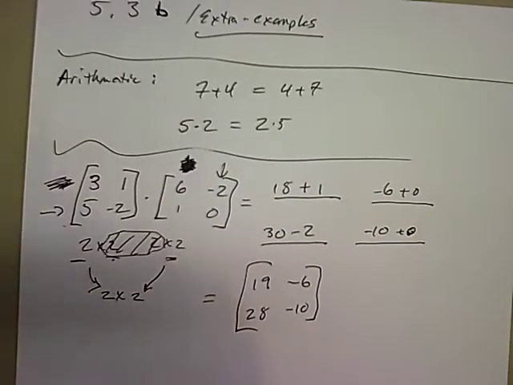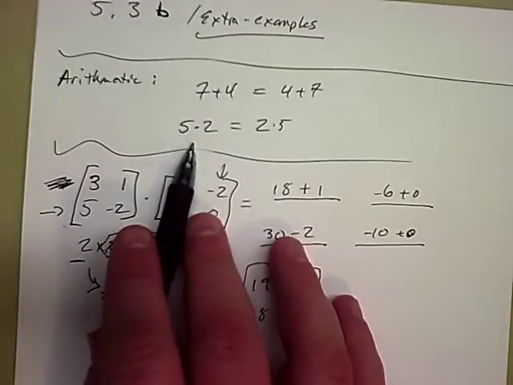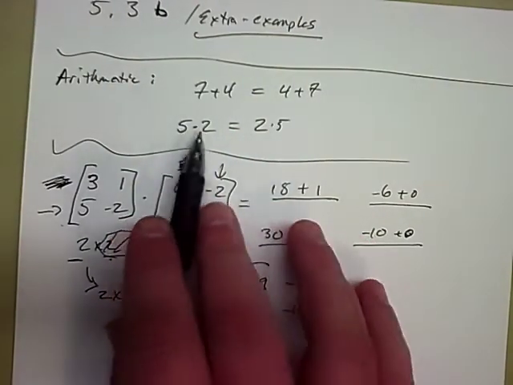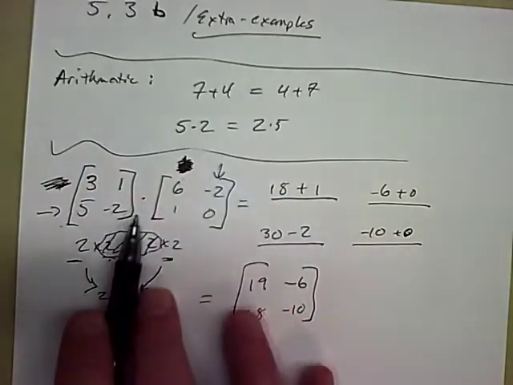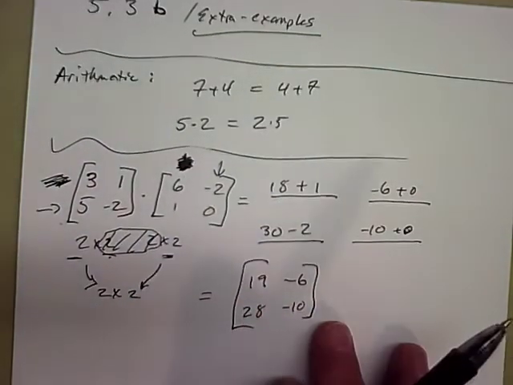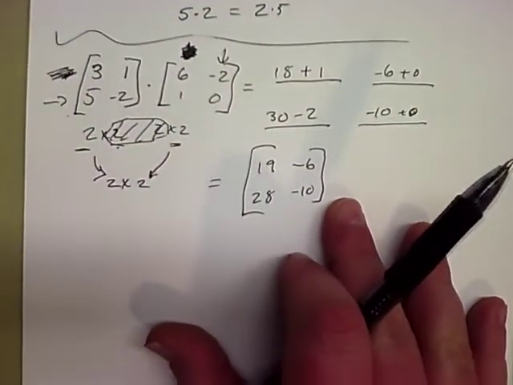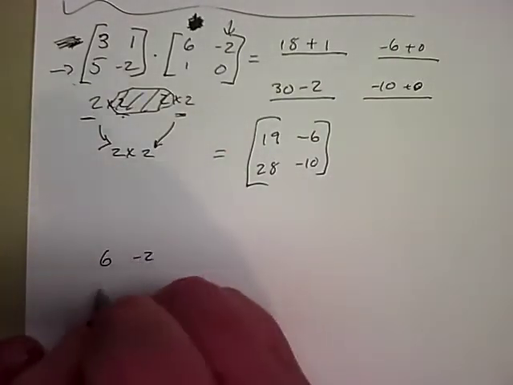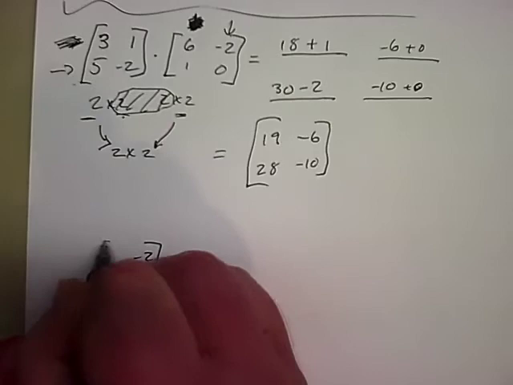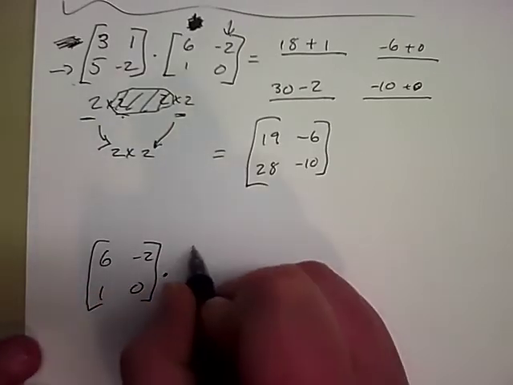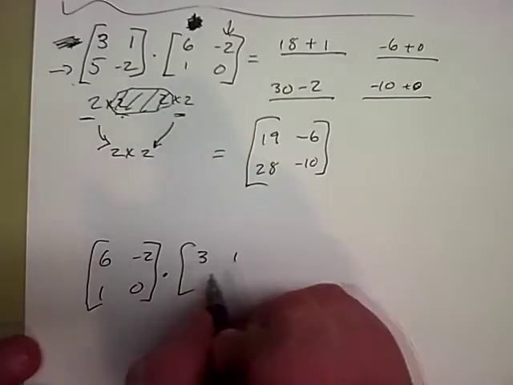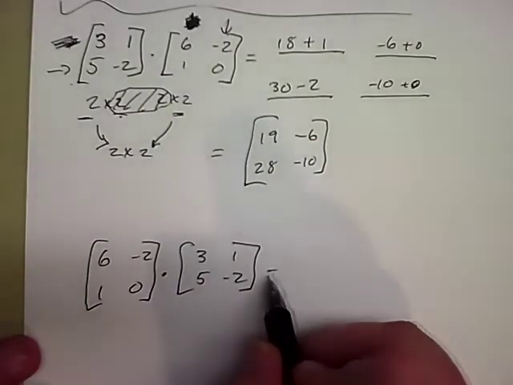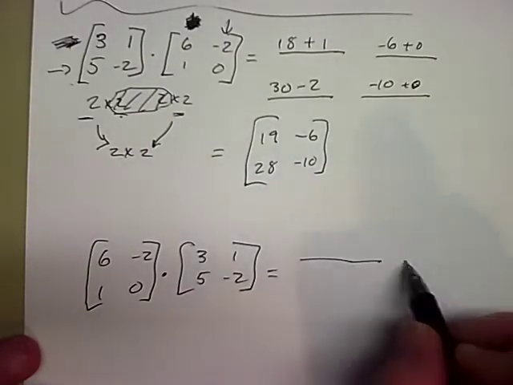Now I'm going to test this thing. 5 times 2 we know to be 10. 2 times 5 is still 10. All right, I was able to switch them around and got the same result. Can I do that with matrices? Well, let's take a look. Let's switch this bad boy around and see what we get. So 6, negative 2, 1, 0 times 3, 1, 5, negative 2. Multiply it out. We already know the resulting matrix is going to be a 2 by 2.